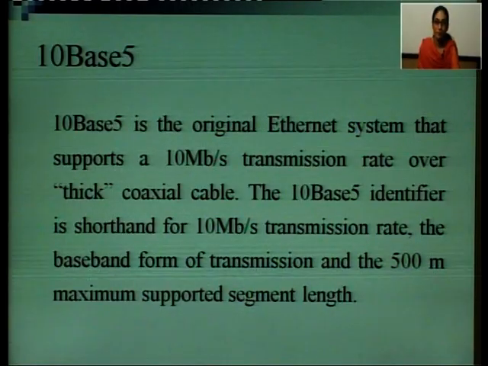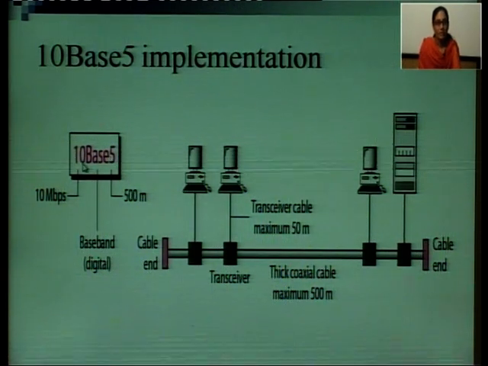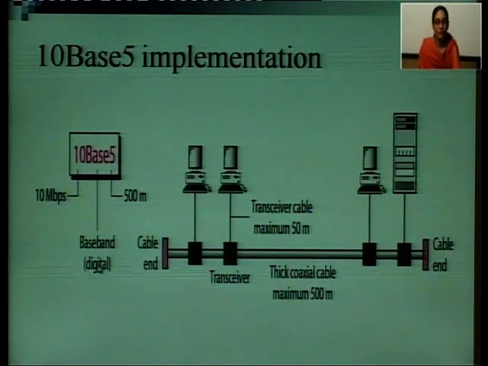So this is 10Base5. Here in 10Base5, the 10 means 10 Mbps is the data rate, Base means baseband, in which digital signals are used, and 5 means the 500 meter maximum length of this cable. So this is the syntax of 10Base5.